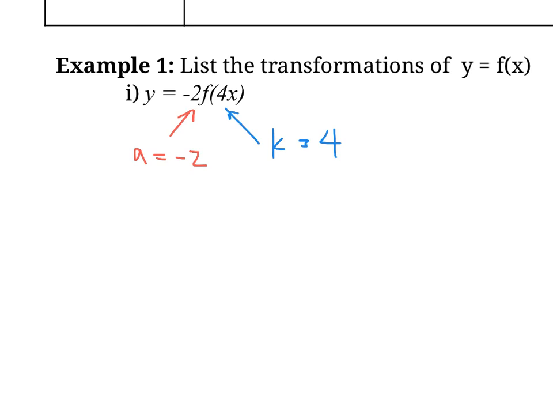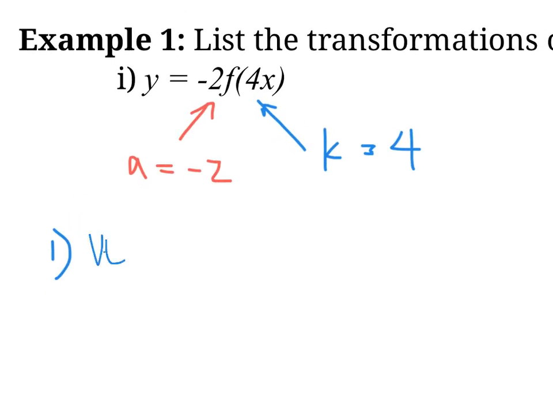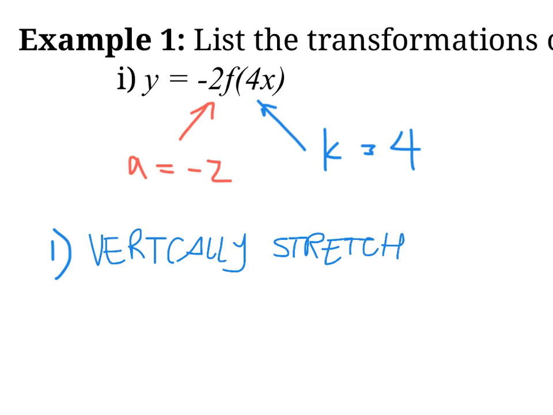Now, what are the actual transformations that happen here? First of all, I'm going to start off with a. So what is a going to do to our function? It's a number that's larger than 1, right? Let's forget about the negative for a second. It's a number that's larger than 1. What's that going to do to our function? Well, we know it's going to vertically stretch the function by a factor of 2.